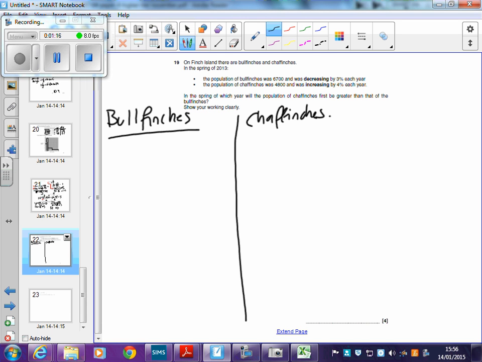And this is where we can use something called the compound interest formula. The formula for that is original times rate to the power n. The rate being what it's increasing or decreasing by, and n being the number of years. The original is obviously what you started with. So let's do that for the first year for the bullfinches first of all. 6,700 was the original amount, times by the rate. It's decreasing by 3% every year, so 97% or 0.97, and this is after 1 year.